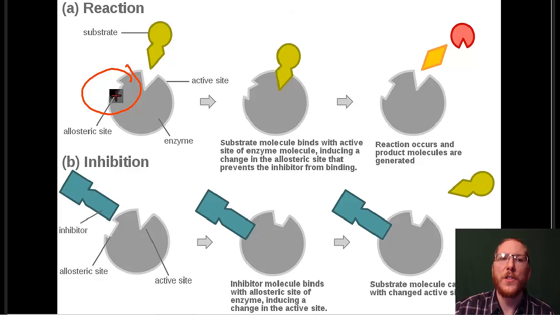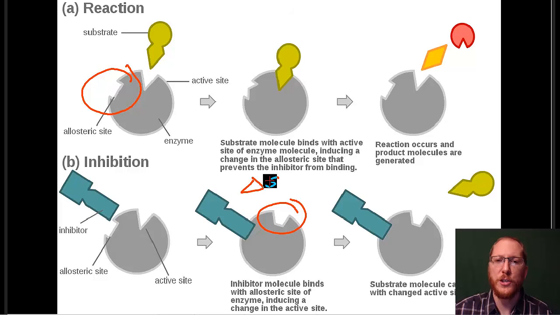But then there's this other little piece, I guess you could say it's like a little rectangle type piece carved out at a separate site. And there's a molecule, an inhibitor, that can bind to that. And when that inhibitor binds to that allosteric site, it is going to change the shape of the active site. So you can see here we have a change in shape.